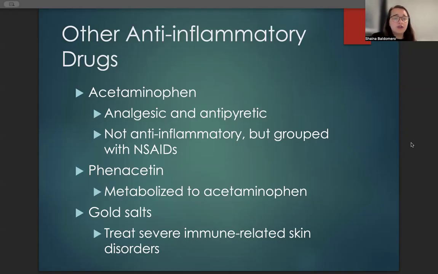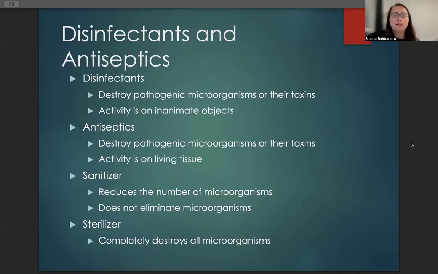Another anti-inflammatory drug that's on here is gold salts. These are used to treat severe immune-related skin disorders. You're not going to see that used very much unless you were to work for like a dermatologist and really work in the realm of allergies and skin-related stuff. You're not going to see a lot of those treatments just available at a general practice vet. A little bit more specialty with that.